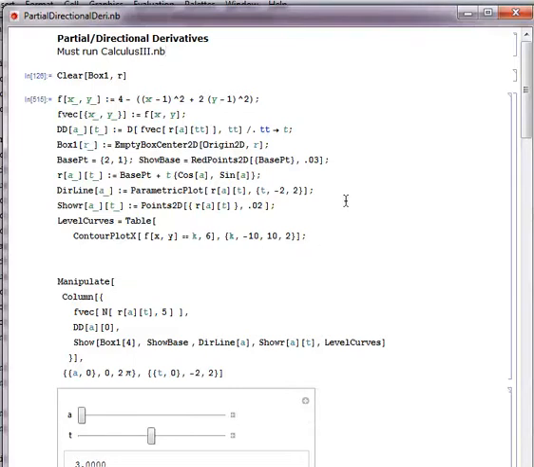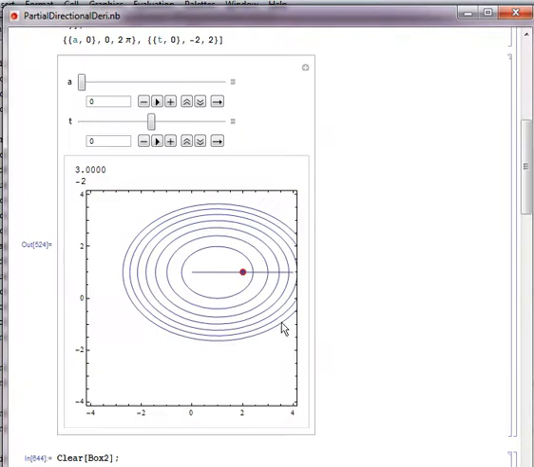This will be the mathematical demonstration of partial and directional derivatives. So I consider this function that looks a nicer looking function. It's not exactly the same function we looked at in class, but it's the same idea. I choose the same point here, (2, 1), but the functions are slightly different. So if you move the t value, you can see the point moves towards the right.